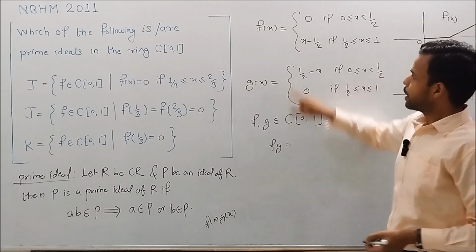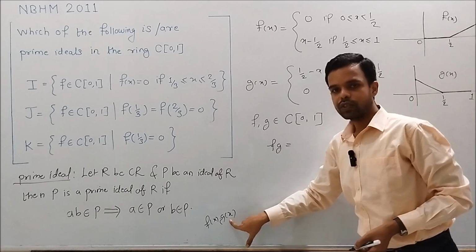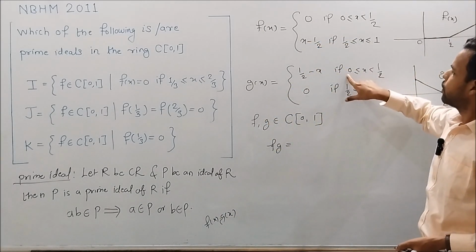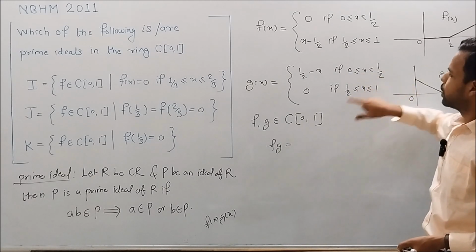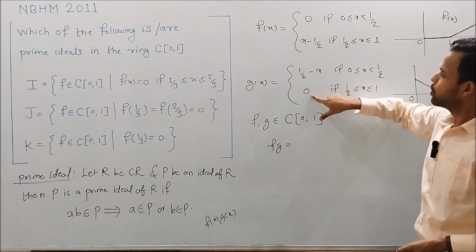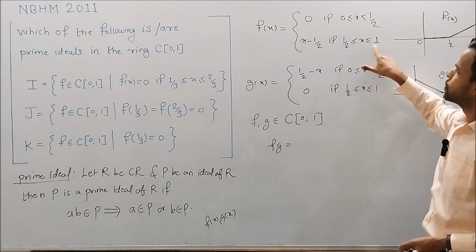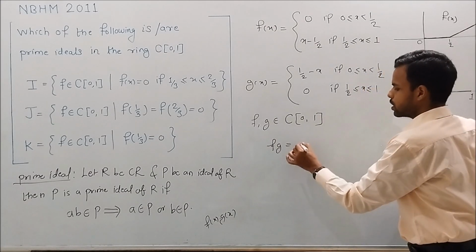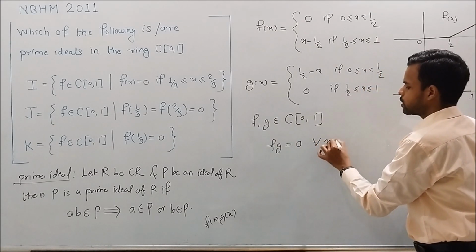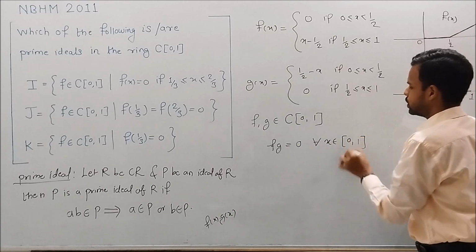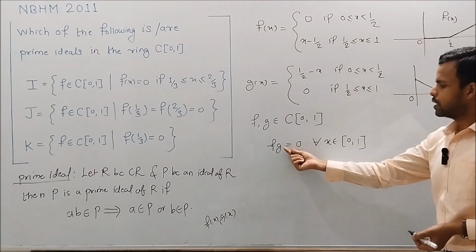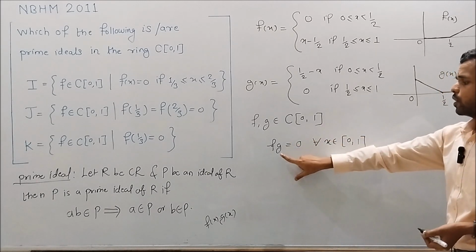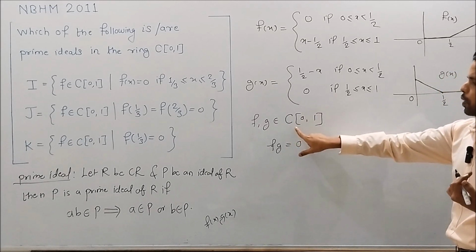Clearly, when we multiply these two functions, f(x) times g(x), it takes the value 0 times this, that is 0, if 0 ≤ x < 1/2, and (x − 1/2) times 0, that is again 0, if 1/2 ≤ x ≤ 1. So fg is 0 for every x in the closed interval [0,1]. It is a constant zero function, so it is again a continuous function and belongs to this ring.